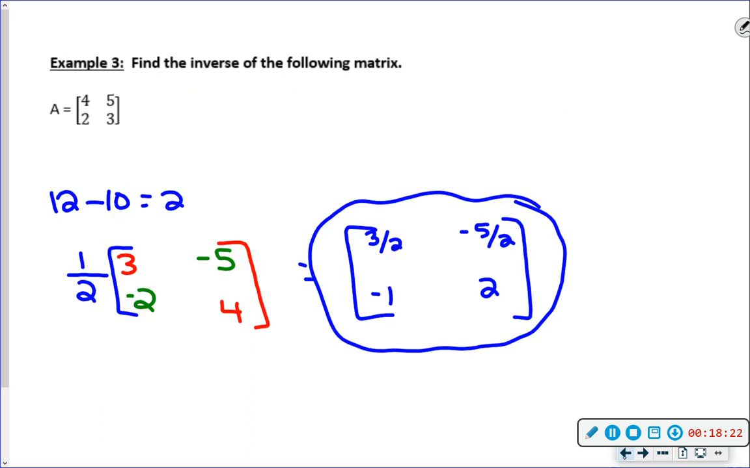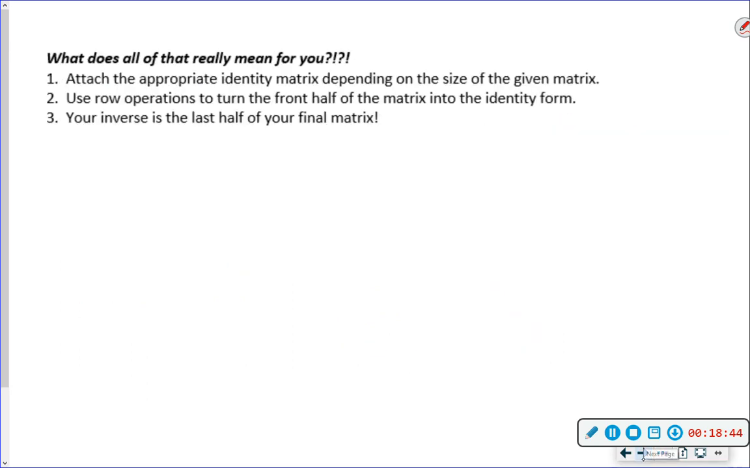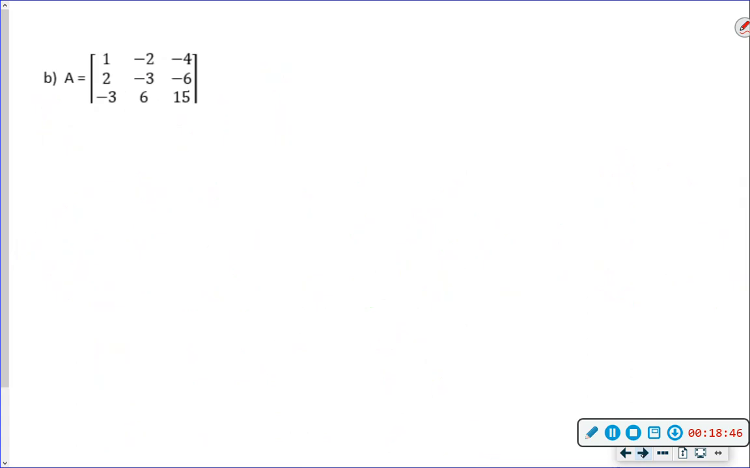You could have done this one the same way, this little 2x2: put your 1, 0, 0, 1 on, and do the row operations. But again, I think this is a lot quicker and less time consuming. But you could do the 2x2s the same way as the last one. I don't think anybody wants to do it that way. Am I right? Okay, let's do another 3x3, shall we?